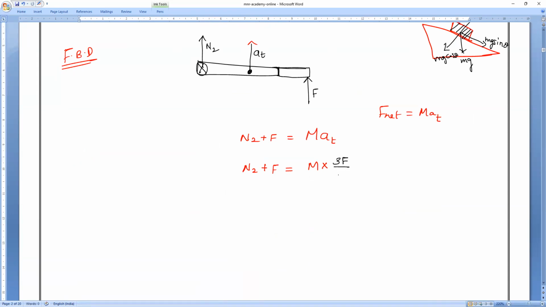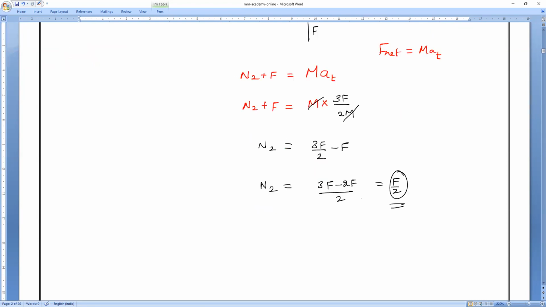3F divided by 2M. So now M will get cancelled. So now what is N2? N2 is equal to 3F by 2, and this plus F will come, this side will become what? Minus F. So N2 is equal to (3F minus 2F) divided by 2, which is equal to F by 2. So what is the hinge force? Hinge force N2 is equal to F by 2.